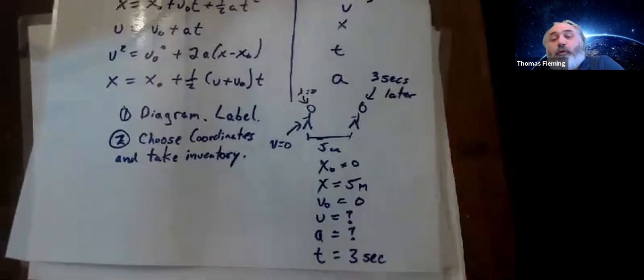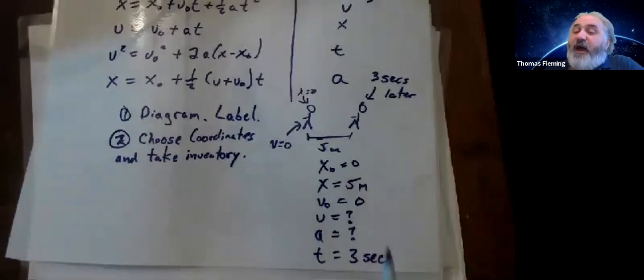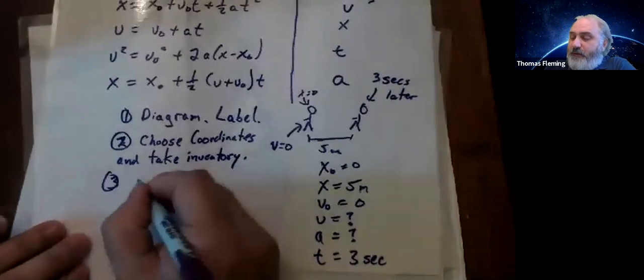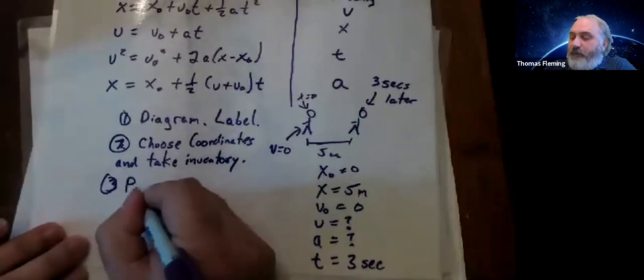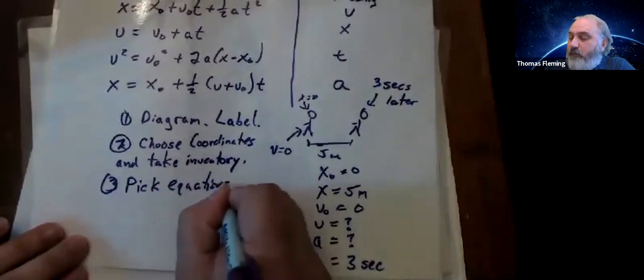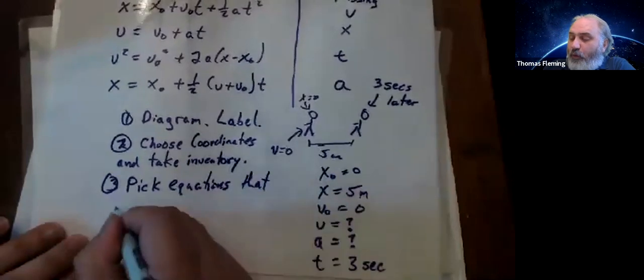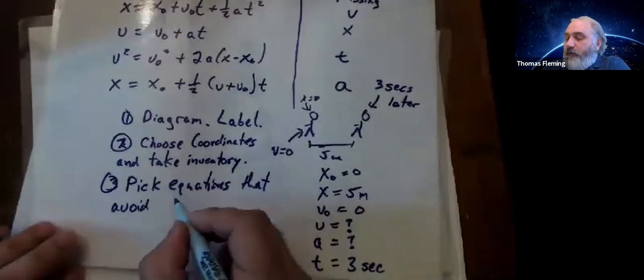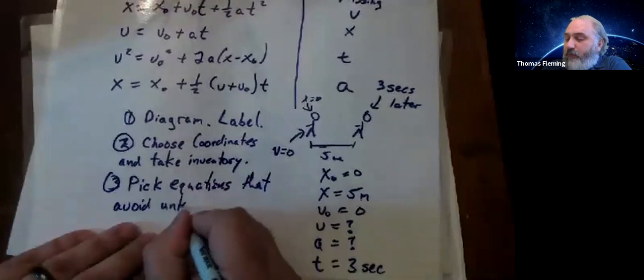So there's my inventory. And the reason this step is important is because very frequently I get students who are like, I don't know how to use what equation. When do I use this equation? When do I use this other equation? And in these kinds of problems, looking at that inventory is going to tell me what equation will help me. So step 3, what I'm going to do is pick equations that avoid unknowns that you don't care about.